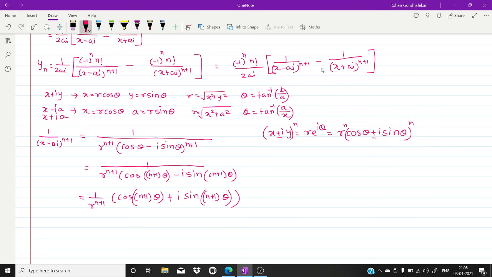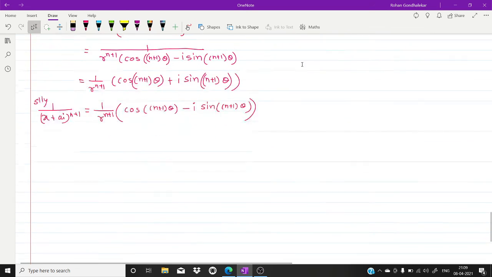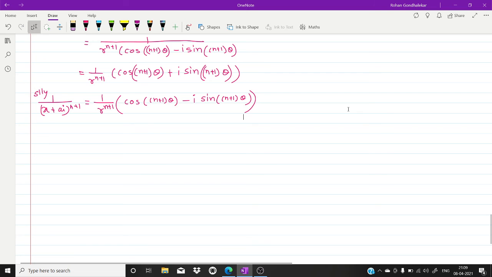Is it okay? So similarly, one can write 1 upon (x plus ai) raised to n plus 1 as 1 upon r raised to n plus 1 into (cos of n plus 1 theta, the plus becomes minus, i sin n plus 1 theta). Is it okay?